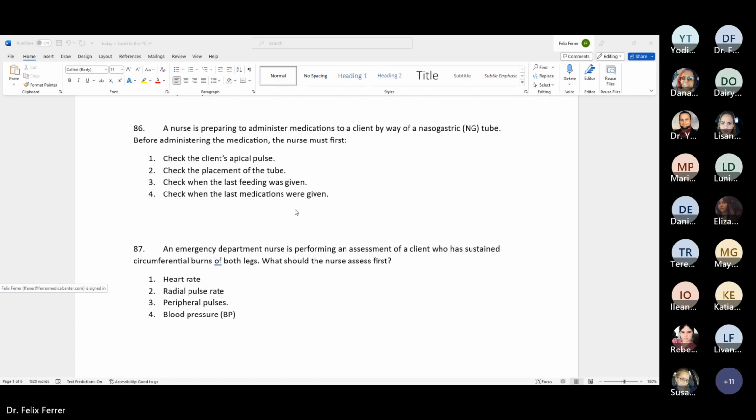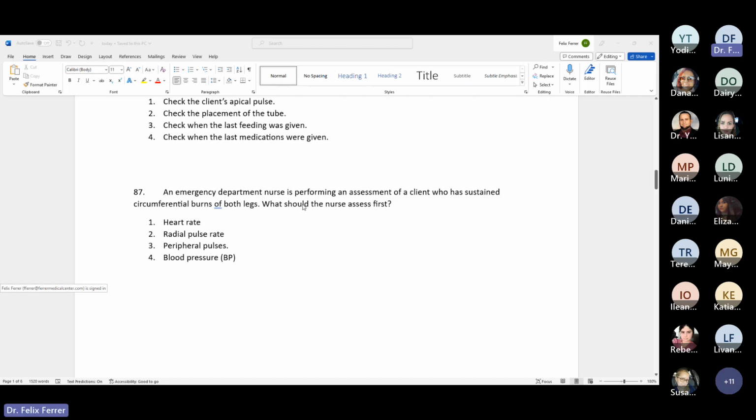Okay. An emergency department nurse is performing an assessment of a client who has sustained 4-inch burns of both legs. What should the nurse assess first?